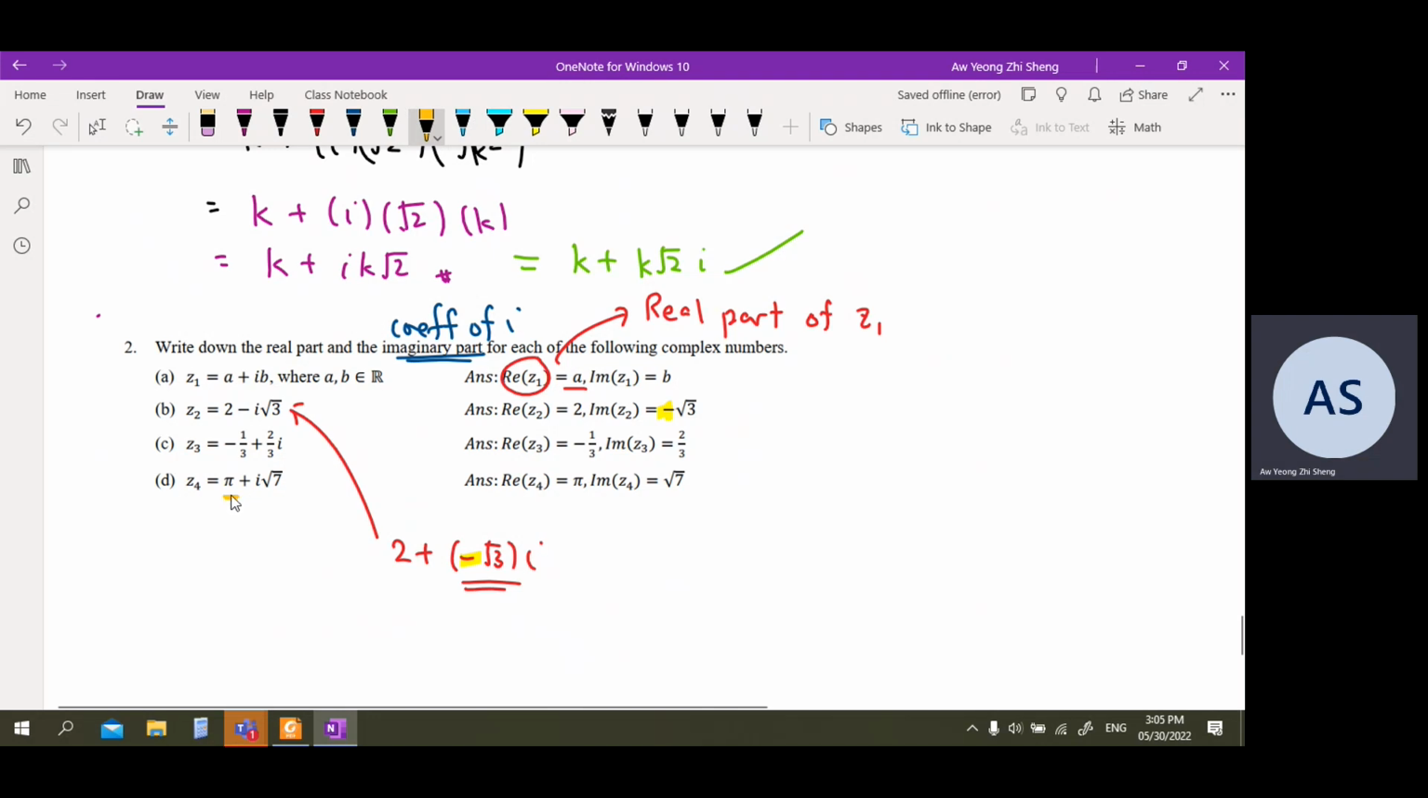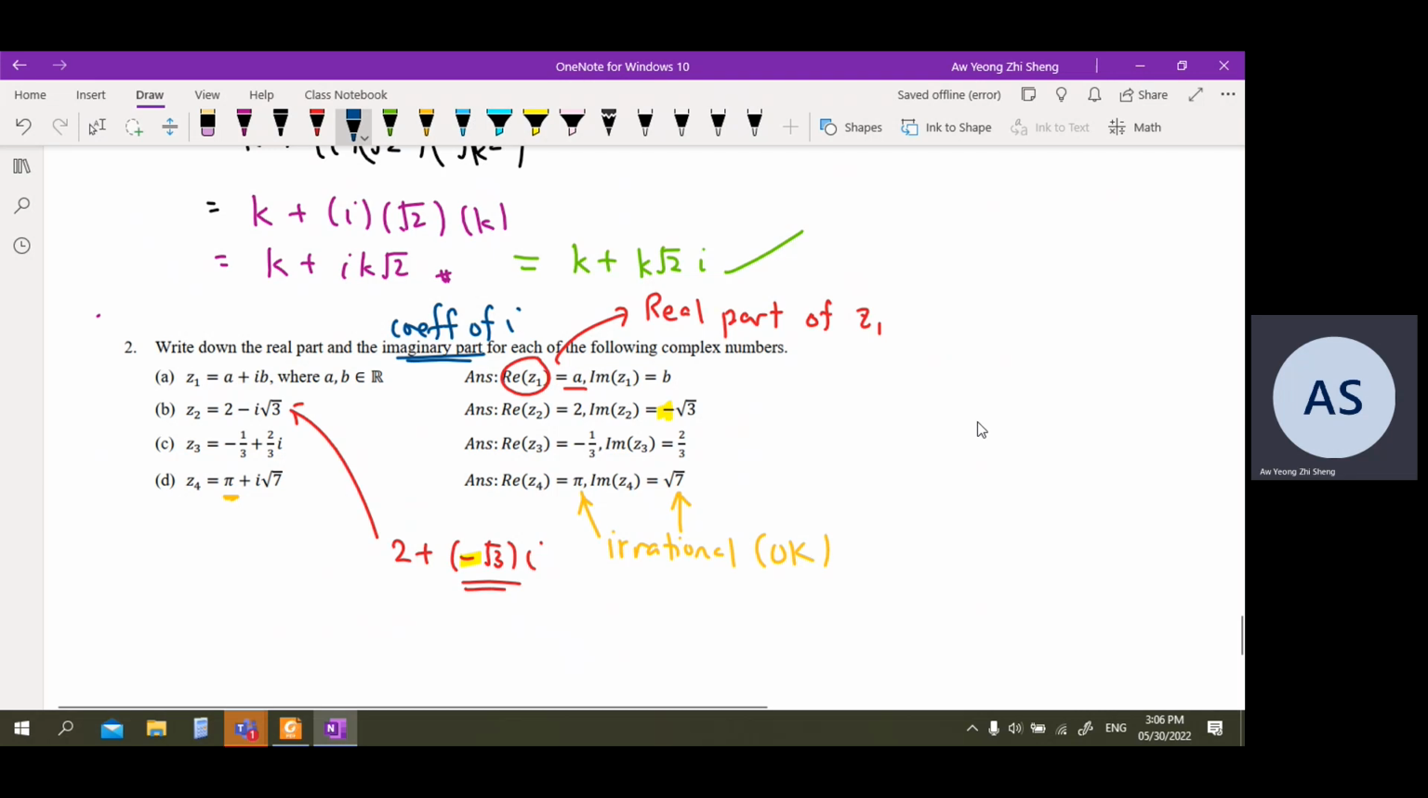And for part d, pi is a term that doesn't contain i, so that is a real part. So the real part of Z4 is pi, and the imaginary part of Z4 is surd of 7. It is okay for the real part and imaginary part to be irrational numbers. Pi is irrational, and surd of 7 is also irrational. It's perfectly fine.